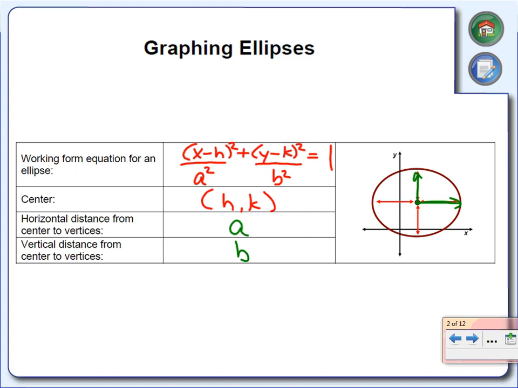So, in order to write an equation, we're going to need to know what's the center, we're going to need to know what's the horizontal distance, and what's the vertical distance. If we know those three things, you should be able to write me an equation for the ellipse. All right, so let's see how this works. We've got 3 examples that we're going to look at here.